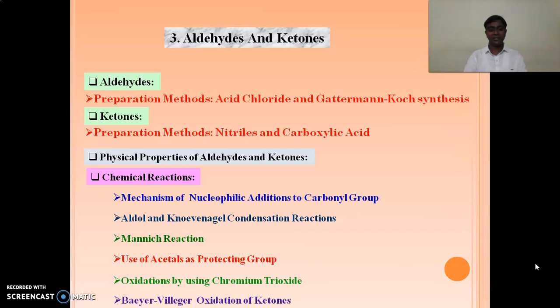The next reaction is the Baeyer-Villiger oxidation reaction. In this, the ketone gets converted to ester, meaning the C double bond O group is converted to the C double bond O single bond O group. So this reaction is an insertion of oxygen reaction, a very interesting and very important reaction in organic chemistry.